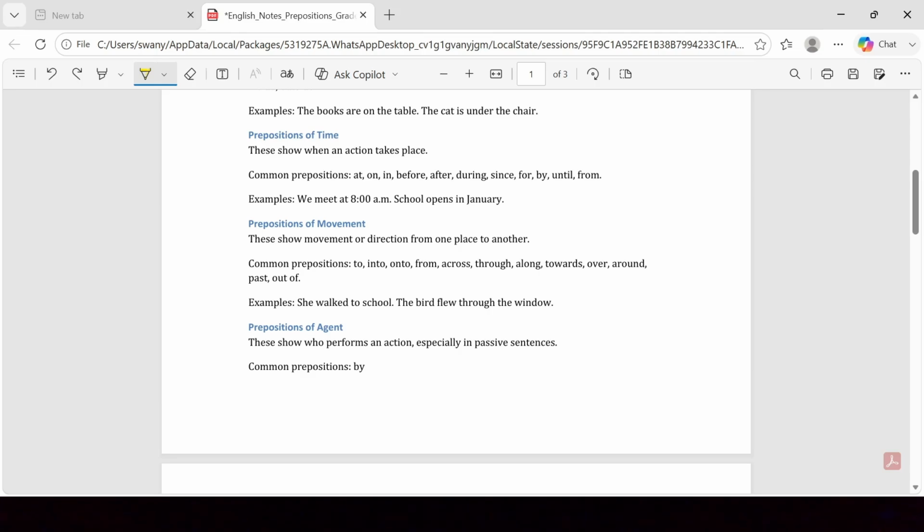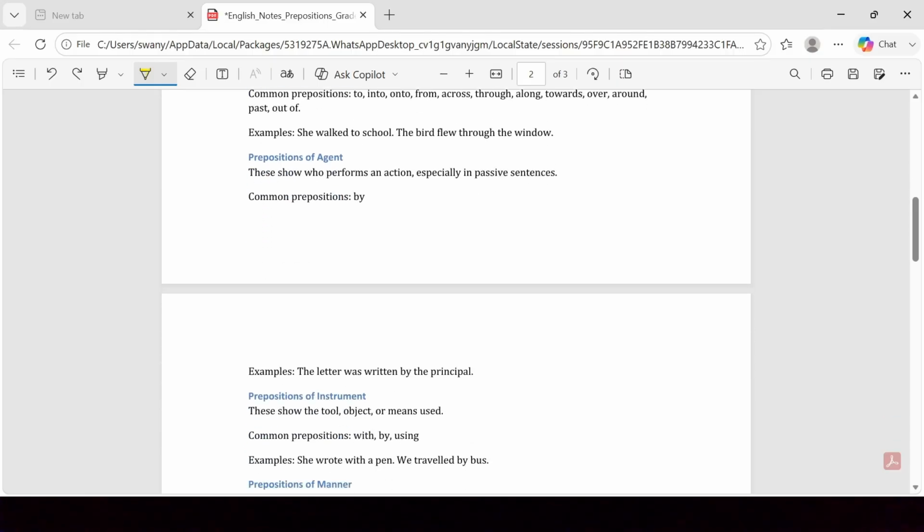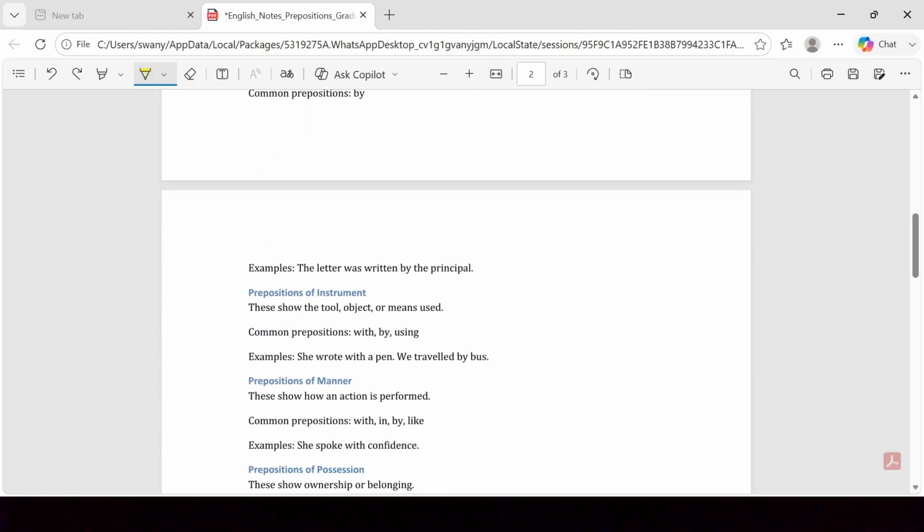A good example you can say, the aeroplane was controlled by an experienced pilot. So by an experienced pilot is going to be the preposition of agent, showing who performed the action. Example: the letter was written by the principal.